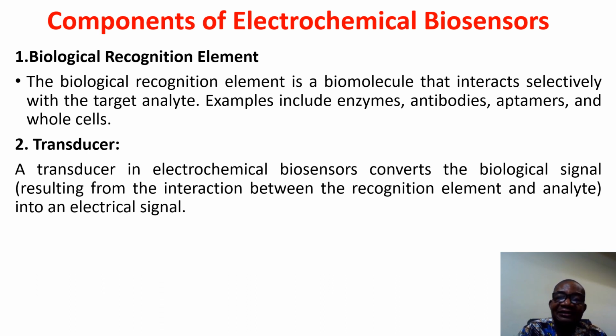Then we have transducers. That's the second component in an electrochemical biosensor. A transducer in an electrochemical biosensor converts the biological signal into an electrical signal. A transducer converts that biological signal that you have extracted from the patient into an electrical signal like current or voltage.